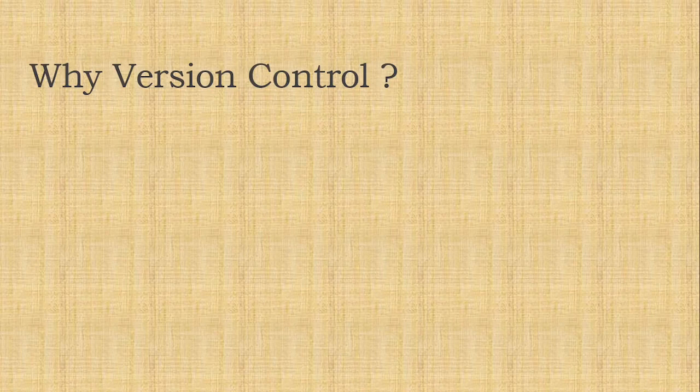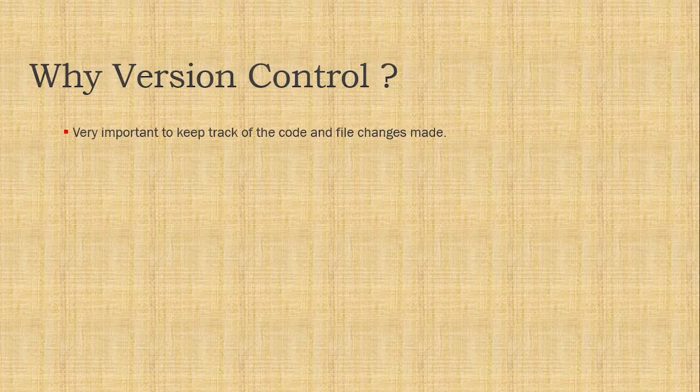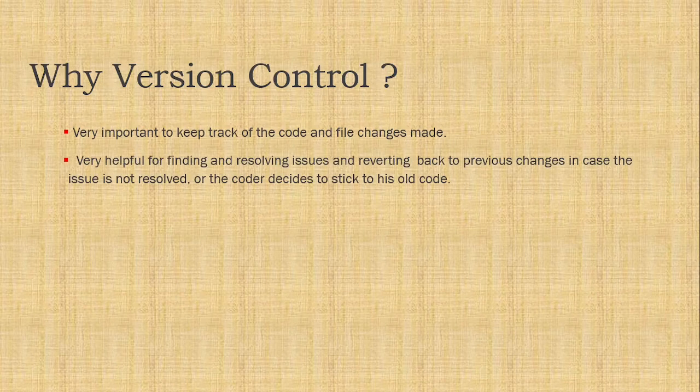Now, let's see why we require version control. Like I discussed and explained in the last slide, it is very important to keep track of the code and the file changes made over time, right? Also, like I said, if there is an issue or you want to revert back to previous changes, or the organization just wants to stick to its old piece of code, in those cases it's very easy to revert back to your old code, okay, and have the system working just fine, okay.